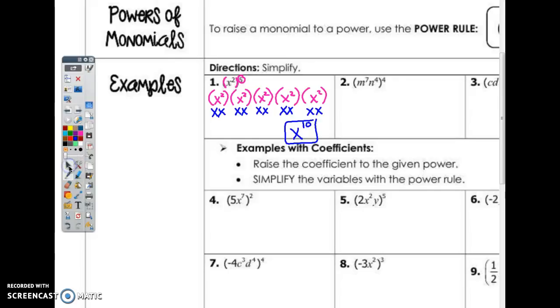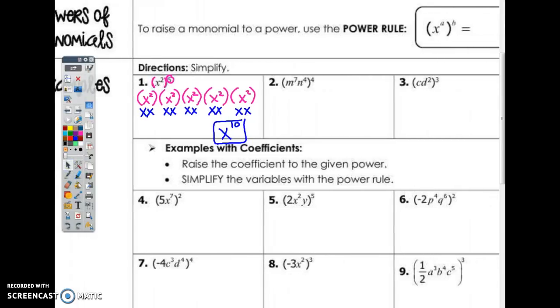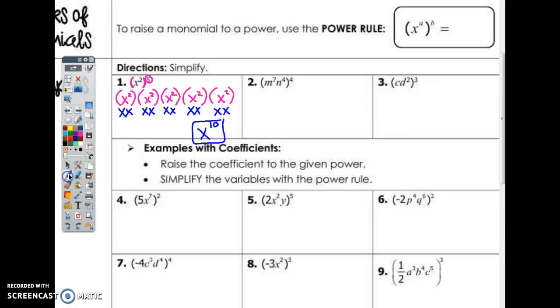How many sets of parentheses am I going to have now? 4, because it's to the power of 4. Okay? So I'm going to have 1, 2, 3, 4. And inside there, you're going to just rewrite the same thing over and over. So I have m to the 7th power n to the 4th, m to the 7th power n to the 4th, and so on.